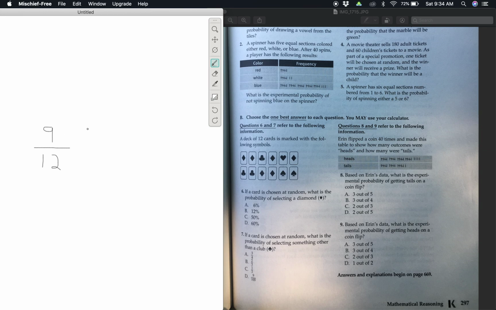3 goes into 9 3 times. 3 goes into 12 4 times. So here we have 3 fourths, which is 0.75 in decimal. And it's 75%. Okay. Yeah, that was number 7. So those are your answers. Did they ask for a specific one here? Yes, 3/4. A is your answer there.